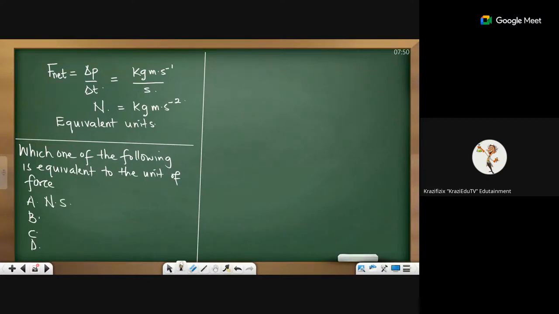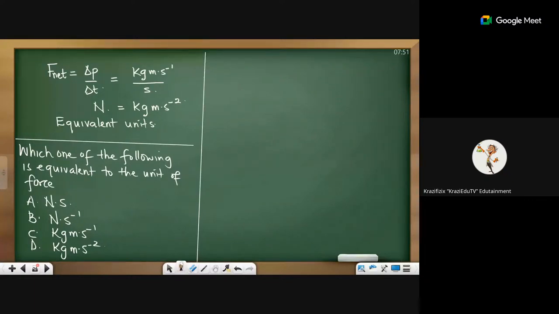Newton second, Newton per second, kilogram meter per second, kilogram meters per second squared. Somebody's going to say, "Sir, you never taught us this one." Because what you are expecting is Newtons. But here you are seeing so many options. You even raise your hand in the exam and say, "I think there's a problem with this question." No, the examiner is playing around with you.